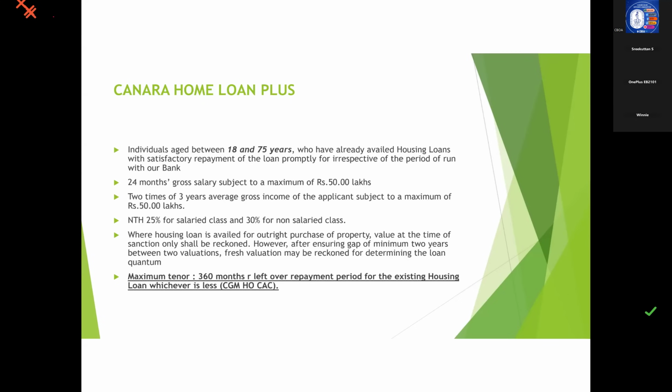And the NTH percentage is the same as for the salaried class for housing loan, but in the case of the non-salaried class, there is a slight increase of 5%. That is, 30% is for the non-salaried class.